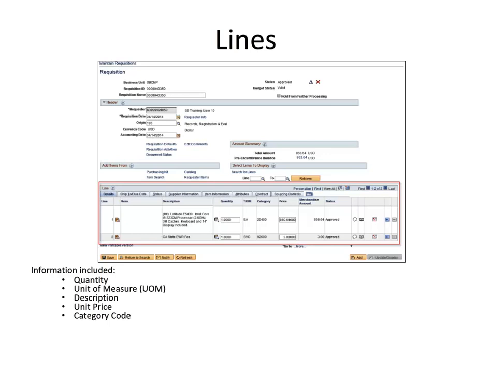Lines appear at the bottom of the main requisition page. Line data includes quantity, unit of measure, description, unit price, and category code. In addition, there is line detail information, which can be reached by clicking the line detail icon immediately to the right of the line number.